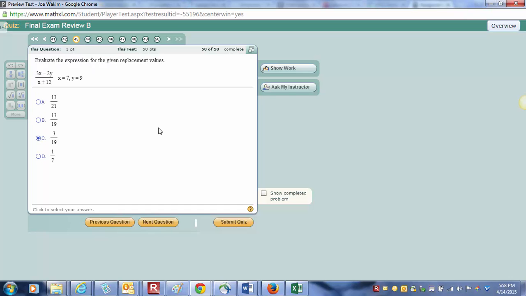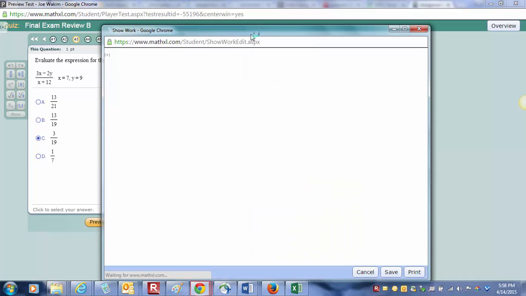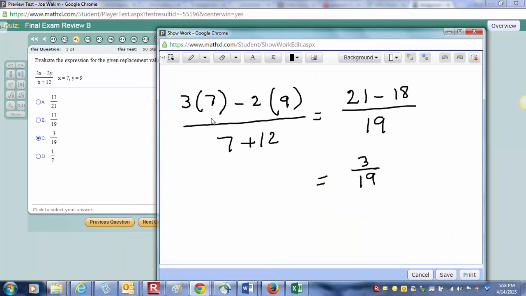Number 43. Here we have to substitute x equals 7 and y equals 9. So that's what we did. 3 times 7 is 21. 2 times 9 is 18. And then 7 plus 12 is 19. 21 minus 18 is 3, and 3 over 19 would be the final answer.